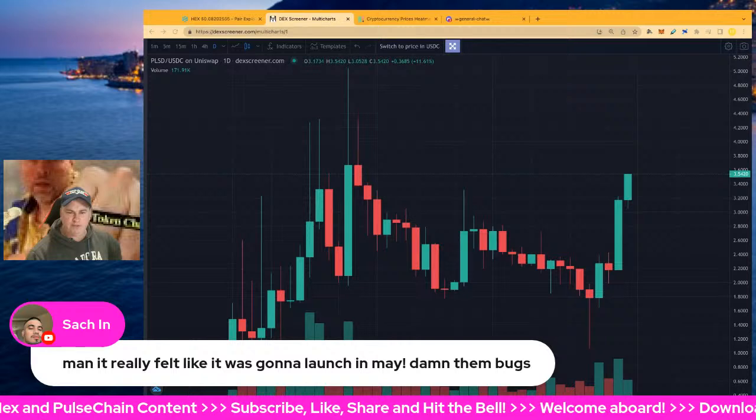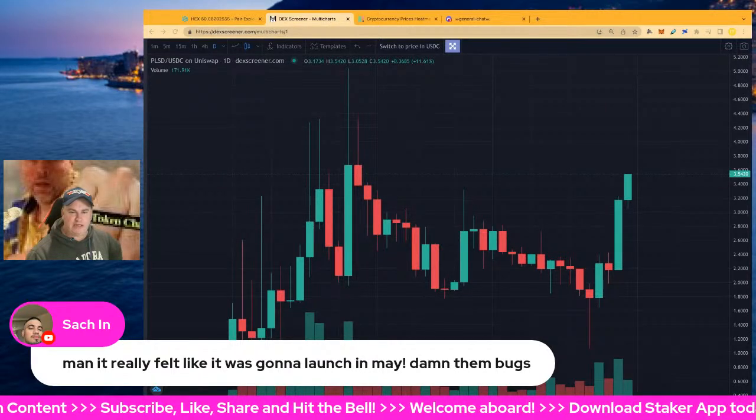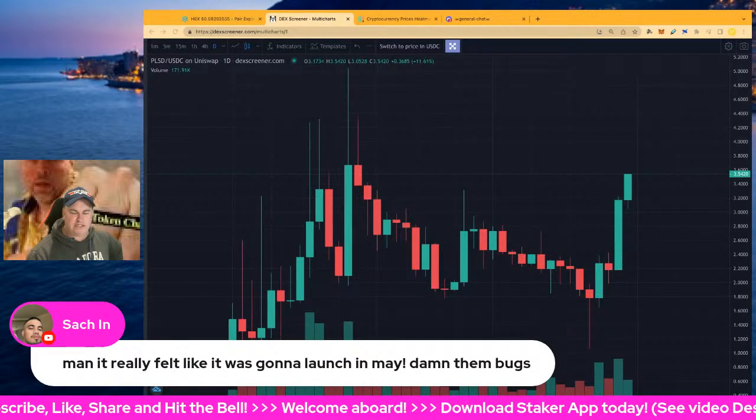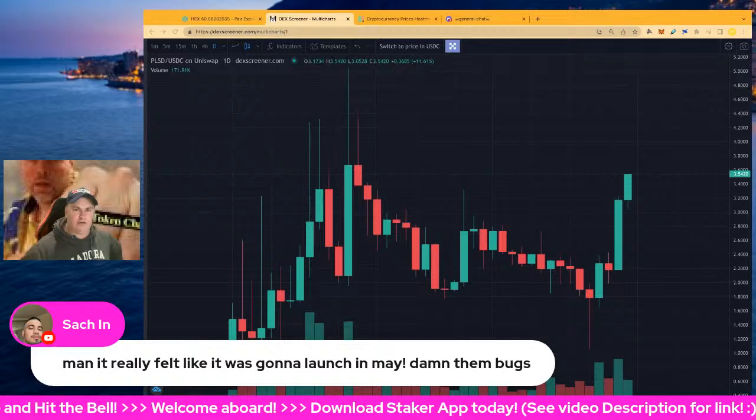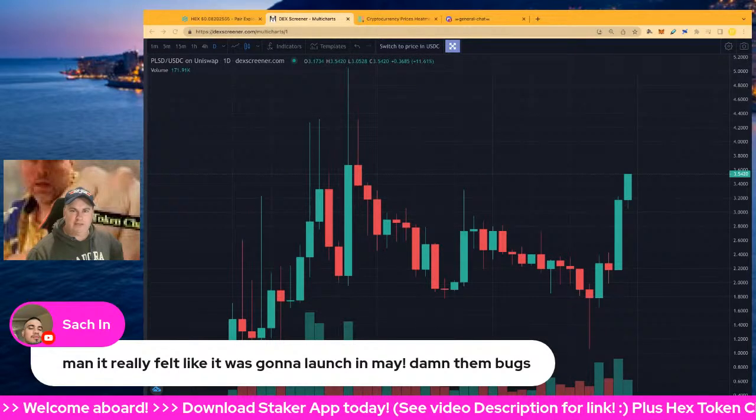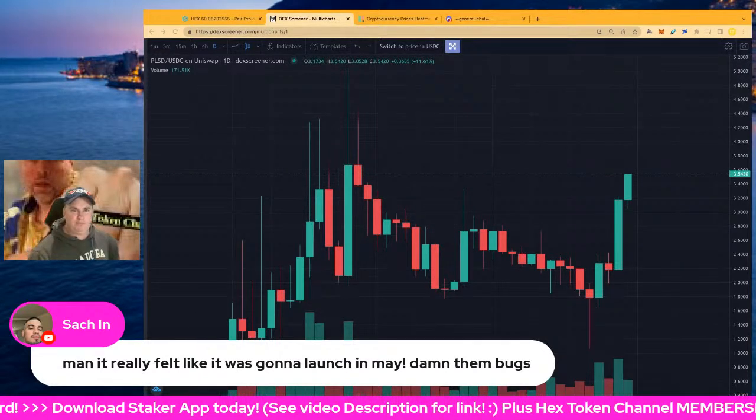There's more patience. Man, it really felt like it was going to launch in May. Damn them bugs. Yeah, that's the section. So that came out, internal audit, rewriting, so a lot of validated stuff in the Go language, stuff like that.